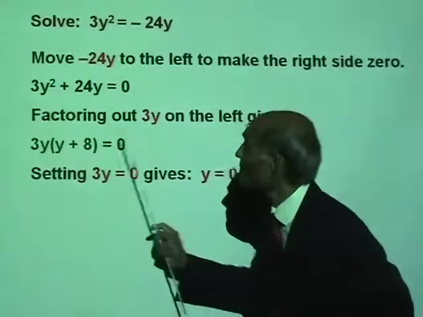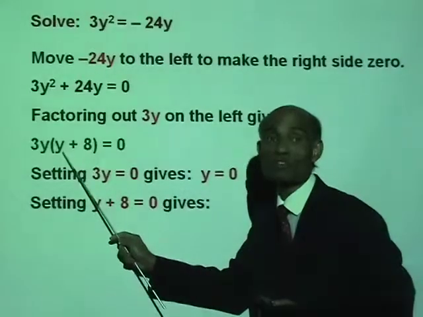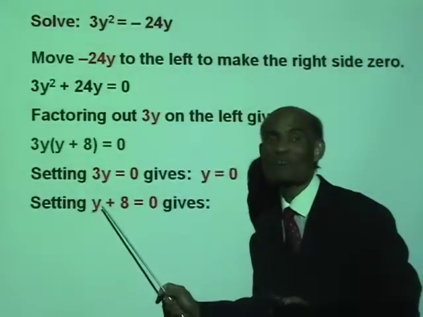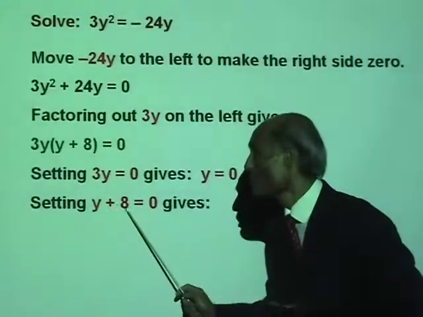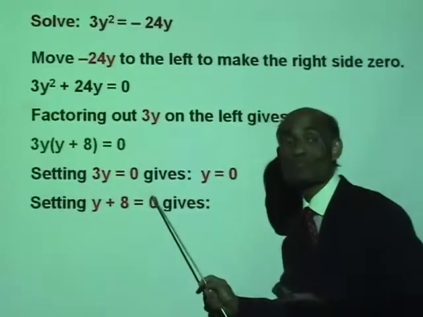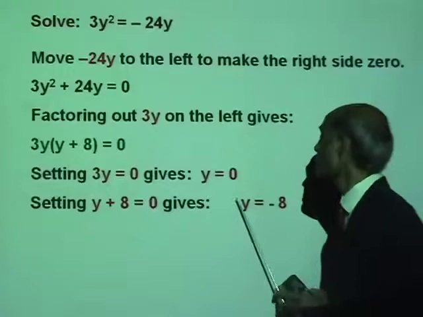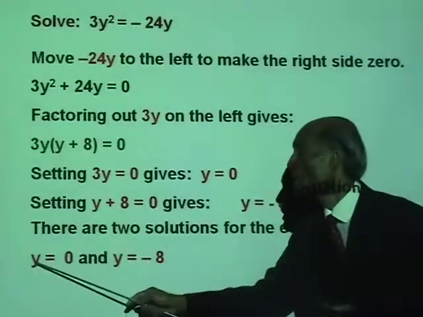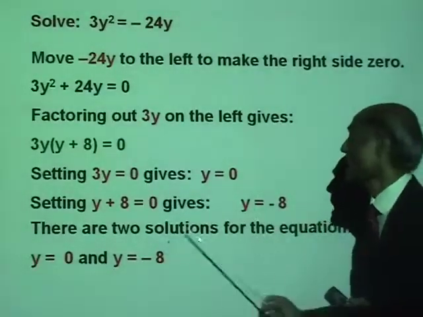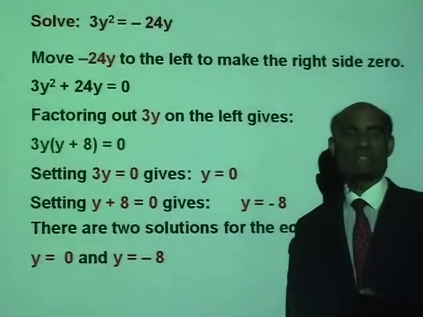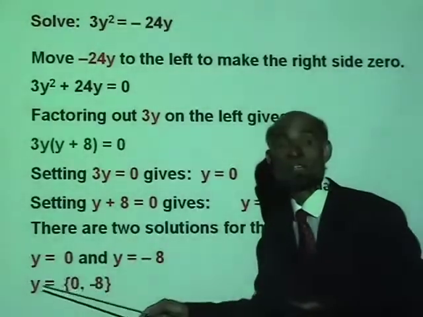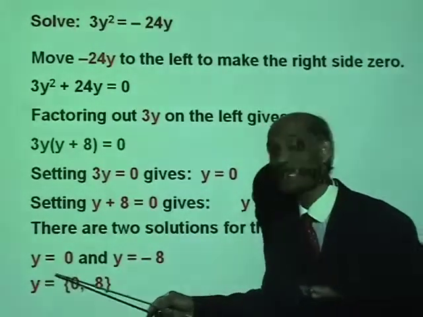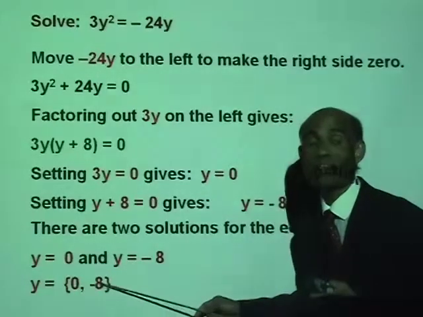Let's now set the second factor to 0. The second factor is y plus 8. When y plus 8 is equal to 0, what is the value of y? Well, move the positive 8 from the left to the right. That will give you y equal to negative 8. Therefore, the two solutions are y equal to 0 and y equal to negative 8. The solution set, listen to the way I read it, y is a set of 0 and negative 8.